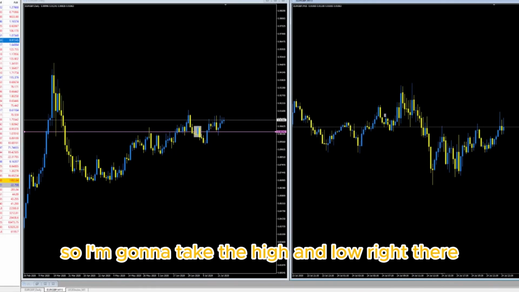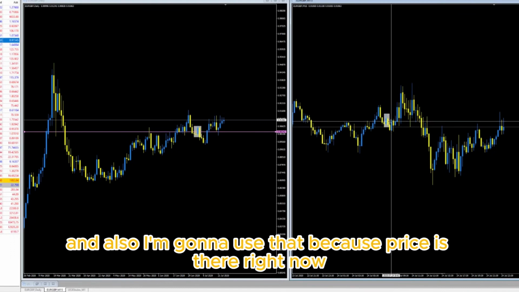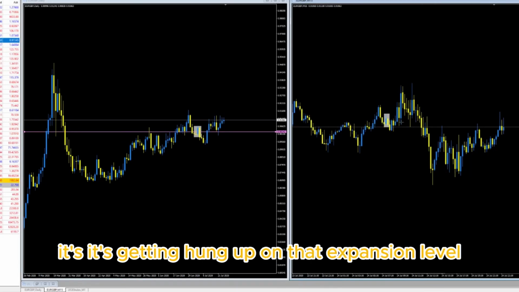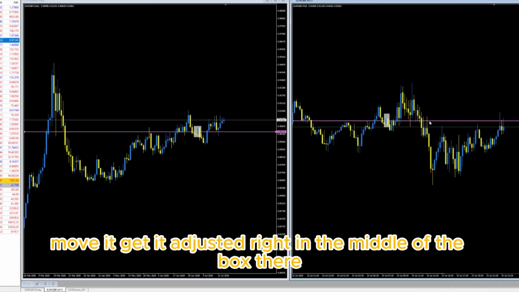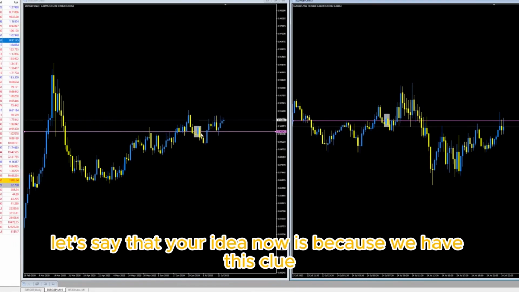So I'm going to take the high and low right there, and I'm going to use that as my center, or as my contraction point, and also I'm going to use that because price is there right now. It's getting hung up on that expansion level. I'm going to get my line tool. I'm going to drop that in right there. Move it, get it adjusted right in the middle of the box there. And there you go.